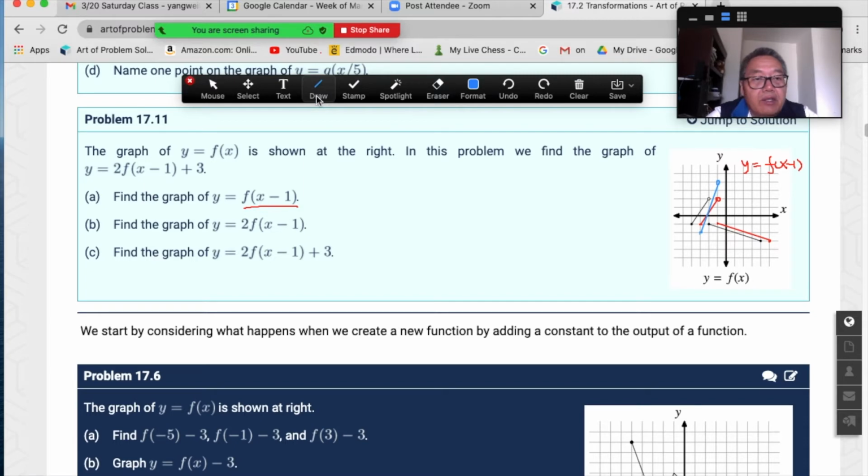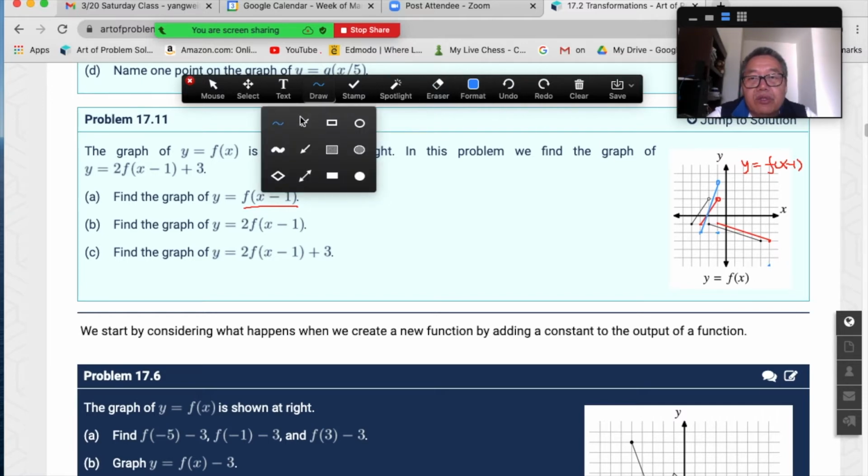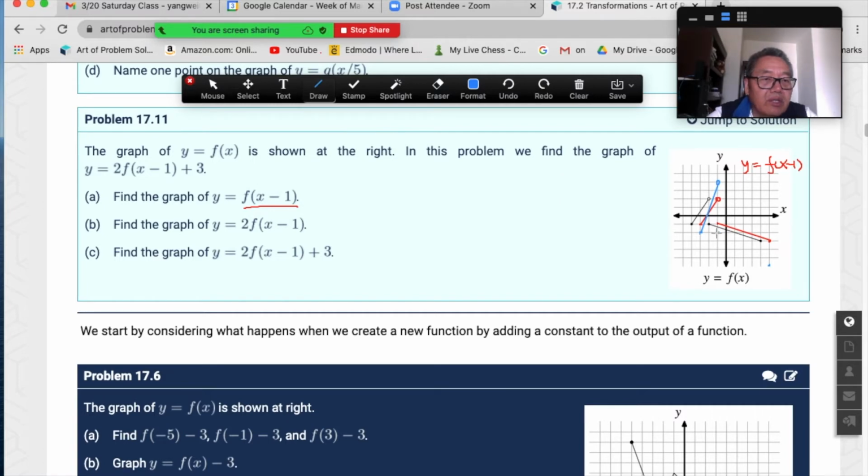Now let's find the next one. This point, that's -1. Then we times 2. That goes to -2, that goes to here. Then this point, that's -3. Then times 2, that will go to -6. That will be about here. Then you connect these 2 points.